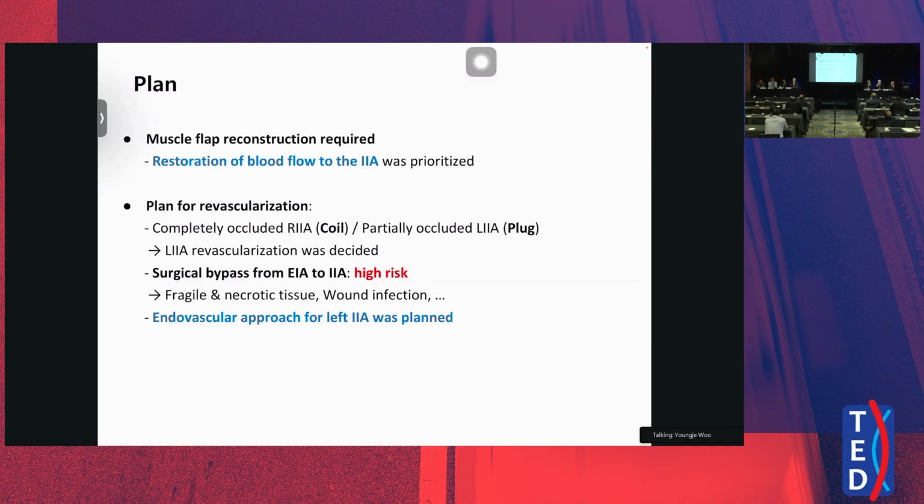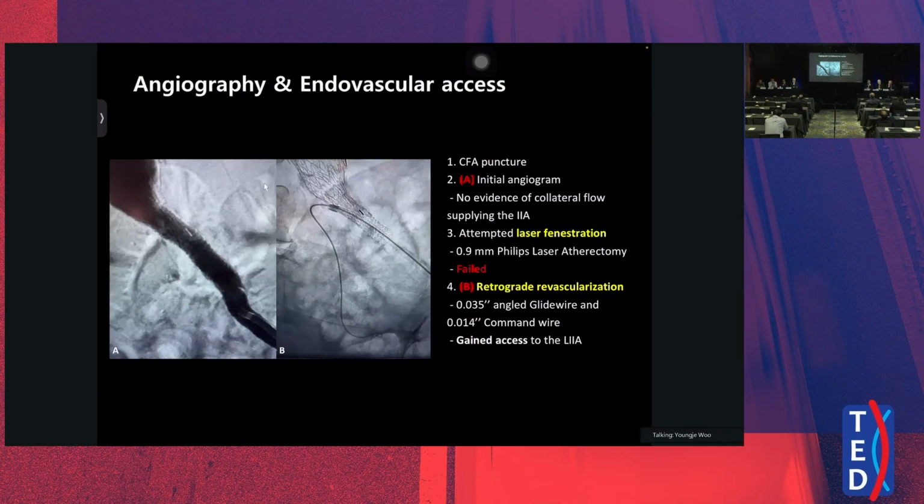So for definitive management, we required muscle flap reconstruction. And it also needed some blood flow restoration. So, her right internal iliac was completely occluded by the coils. So we targeted the left internal iliac. And we first considered the surgical bypass from external to internal, but it was deemed too high risk due to fragile and infected tissue. So we planned an endovascular approach.